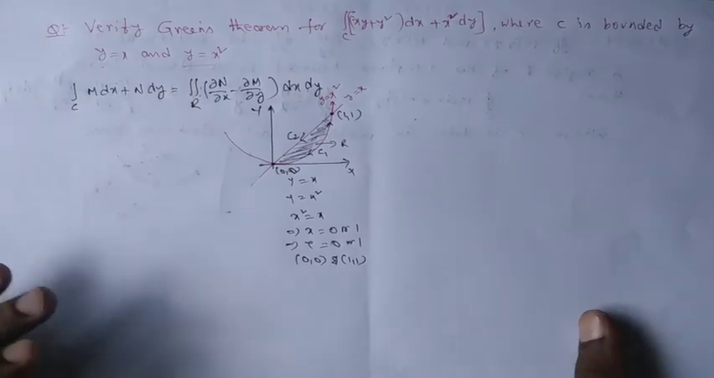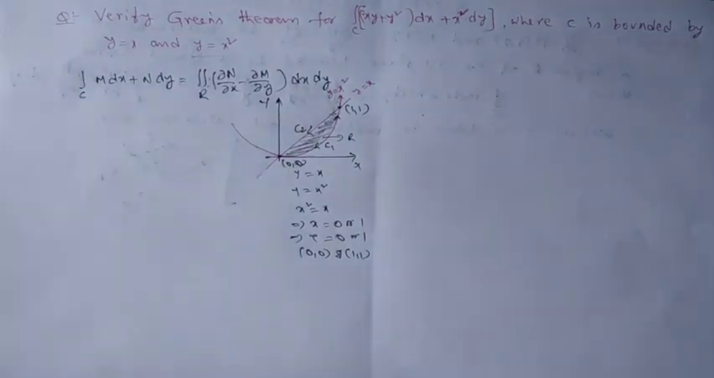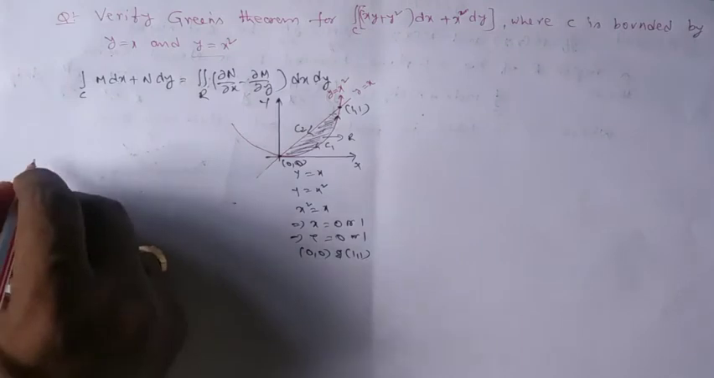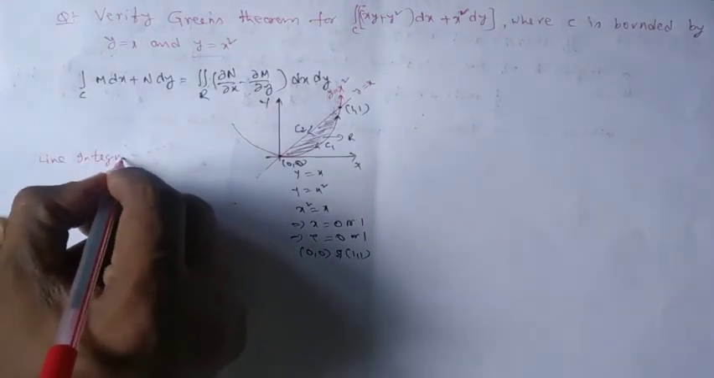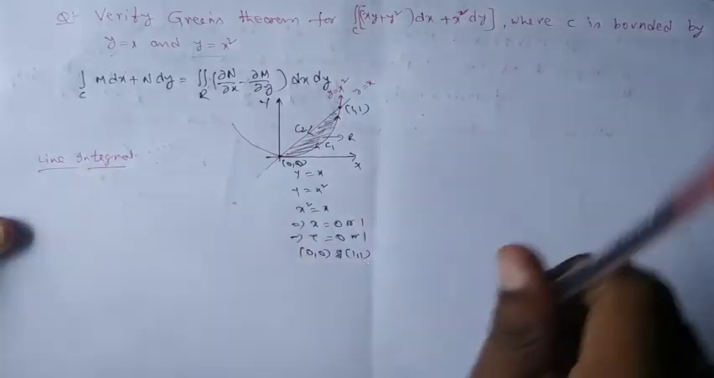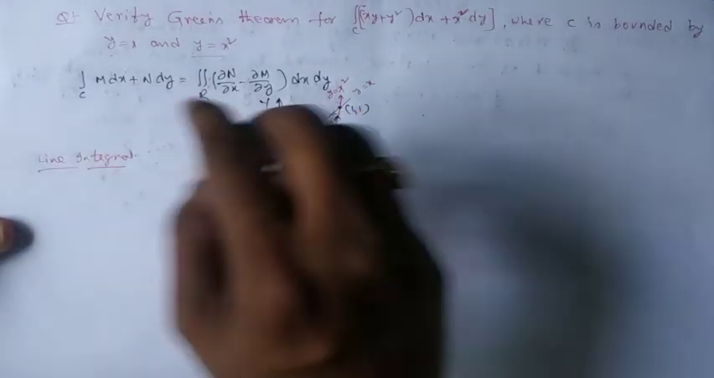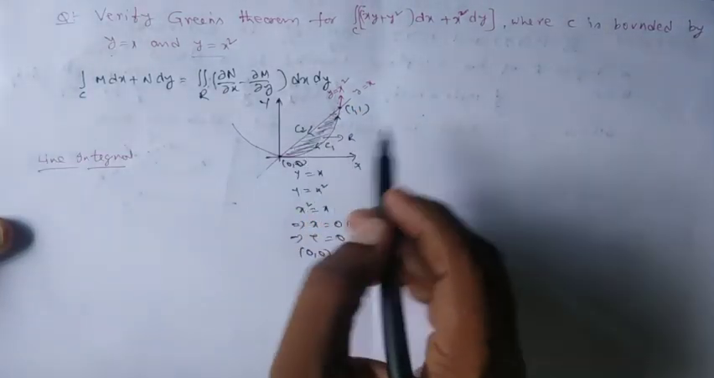Now let us try to evaluate the integration. I am evaluating this line integral first. In this line integral, we have two portions: one is along the curve C1, and the other is along the curve C2.